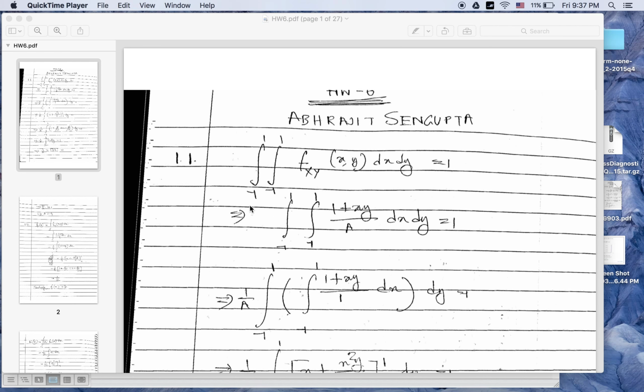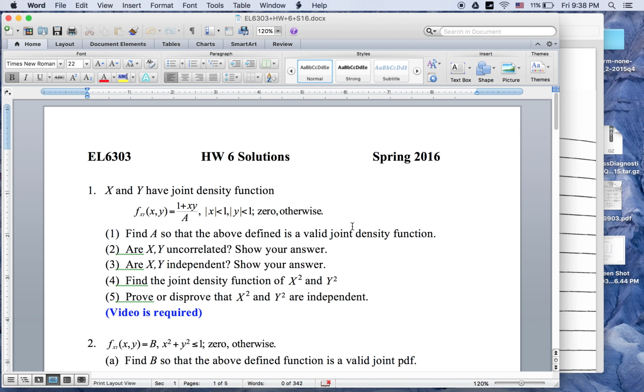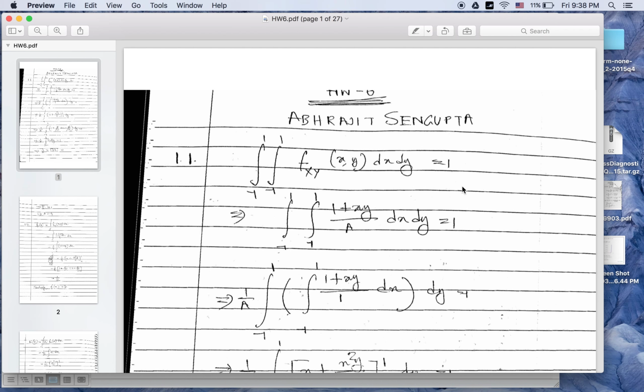Hi everyone. So let's look at question one for homework six. First, let's look at the question. The question was: if x and y have joint density function of 1 plus xy by a, for mod of x less than 1 and mod of y also less than 1, then we need to find the constant a. This is the first part.